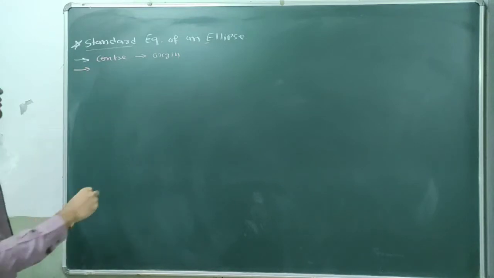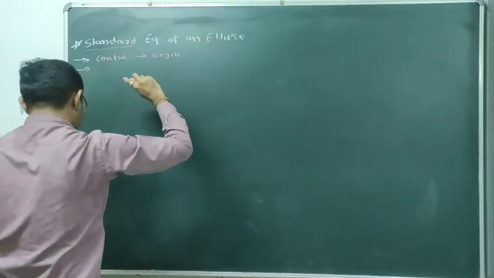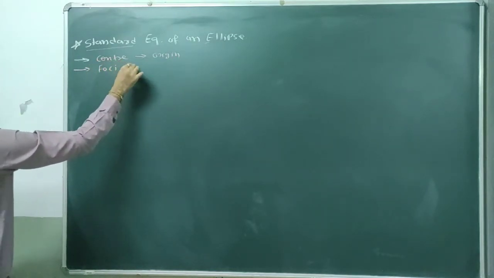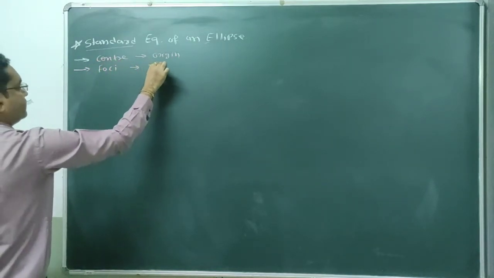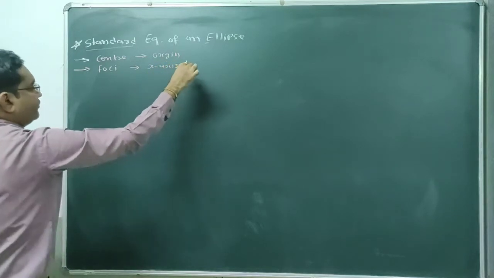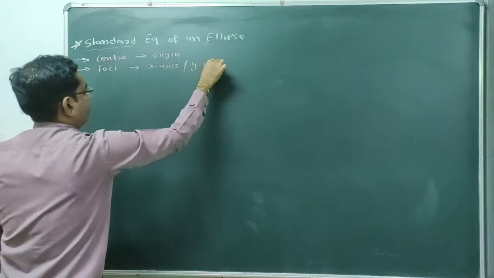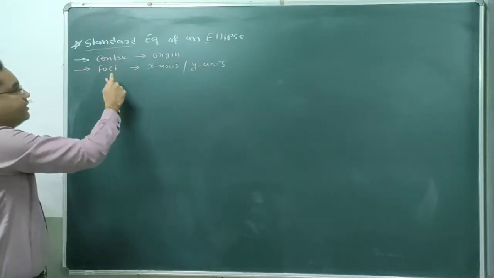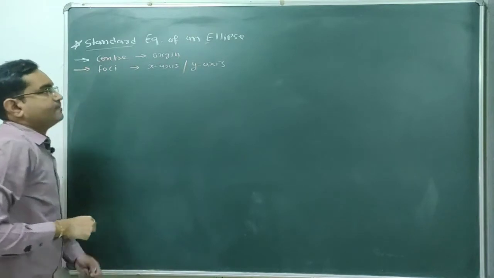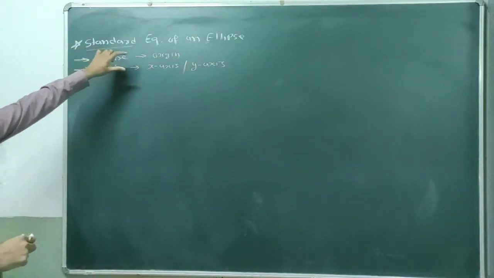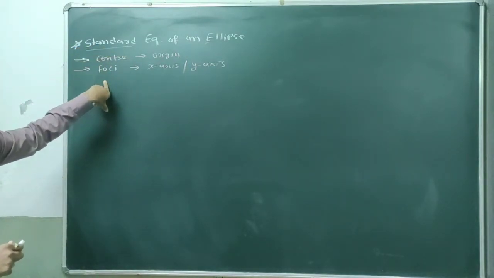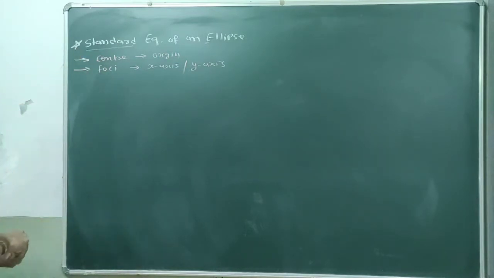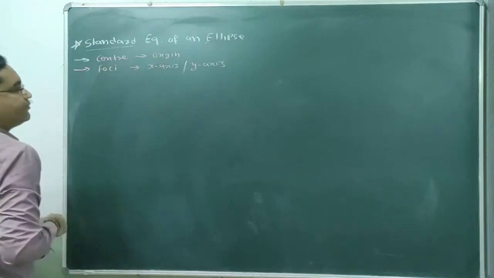And second condition, foci, two focus points are there. Foci must lie on x-axis or y-axis. If these two conditions are fulfilled in our ellipse, then we can say that given ellipse is the standard ellipse. Done. So you have to consider these two conditions. So let's try to do both types of ellipse.